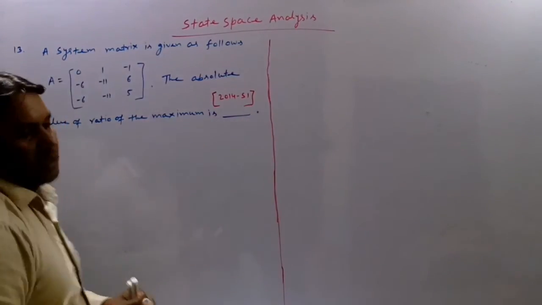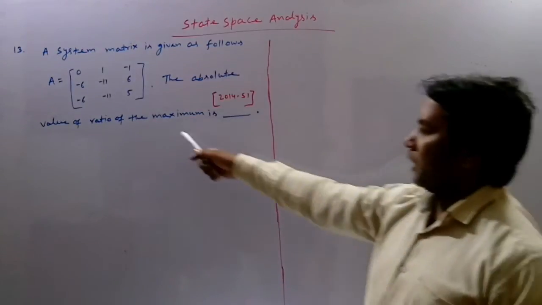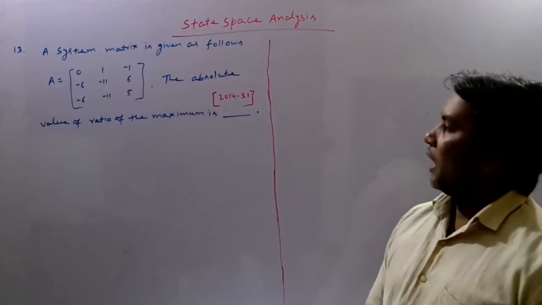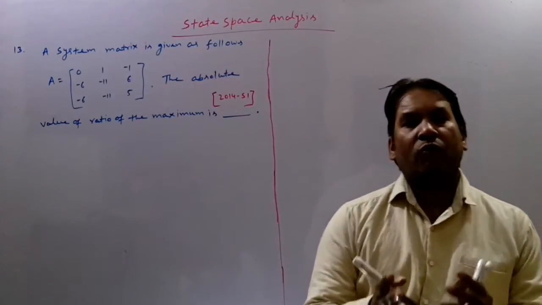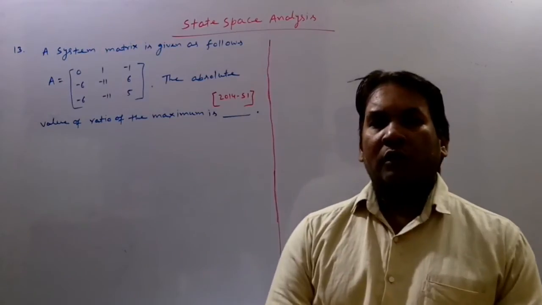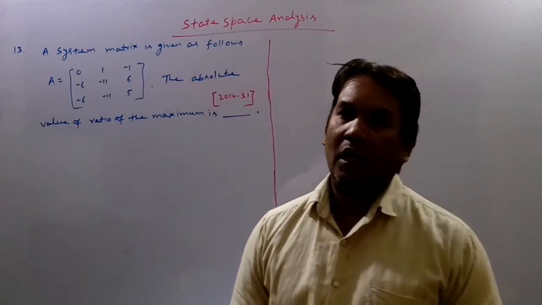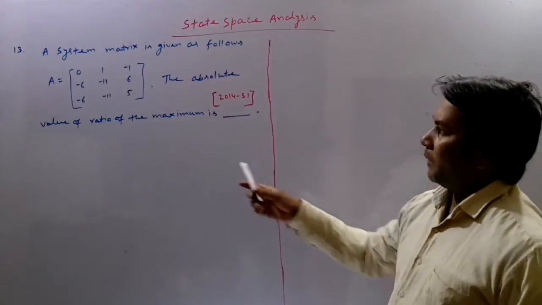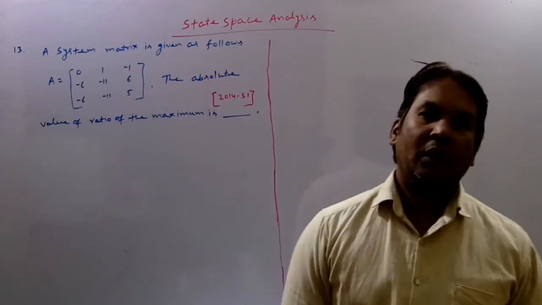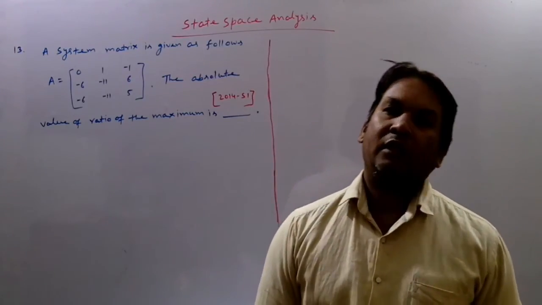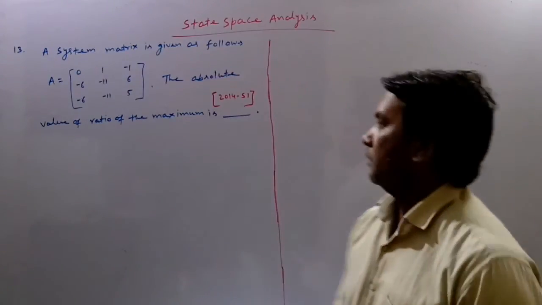This is a fill in the blanks type question, and the question is asking about the absolute value of the ratio of eigenvalues, the maximum ratio of eigenvalues. So at first we have to calculate what are the eigenvalues, then we have to calculate their ratio, and then we have to calculate what is the maximum value of that ratio.